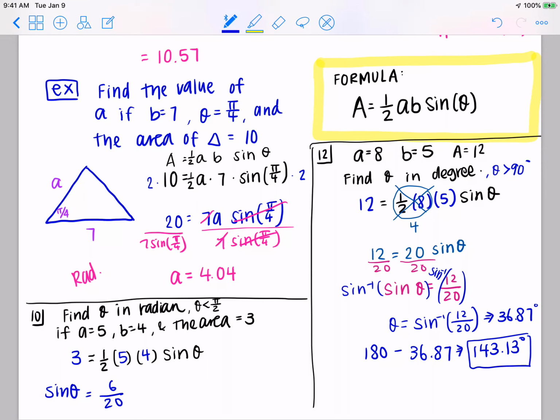Okay, so inverse sine your theta. Make sure this is in radian mode. You should have gotten 0.30. Okay, so 0.30 is smaller than pi over 2 because pi over 2, another word for that is like 1.57 if you put it in the calculator. So 0.30 is definitely smaller than that, and you're good to go with this answer.